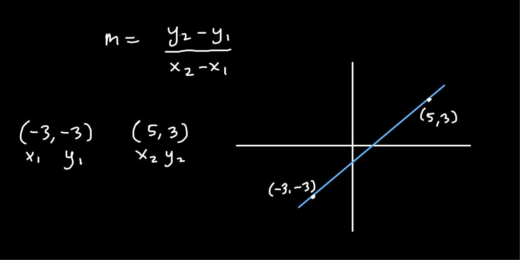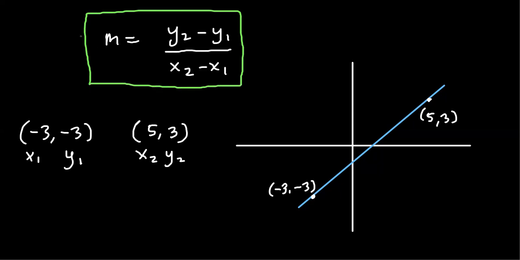And then you would just plug those into what's called the gradient formula. So this is the gradient formula, and it's used to find the gradient of a straight line. We're not going to be finding the equation of a straight line in this video, but this is quite an important step if you wanted to find the equation. So we'll just be covering gradients.